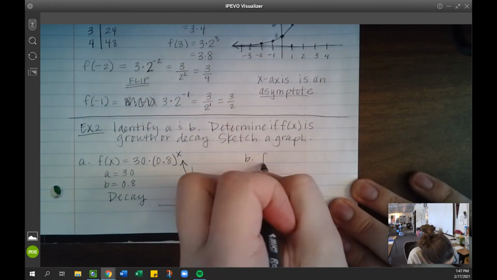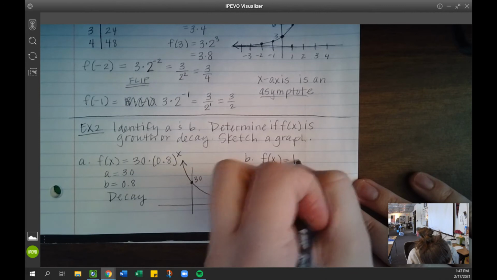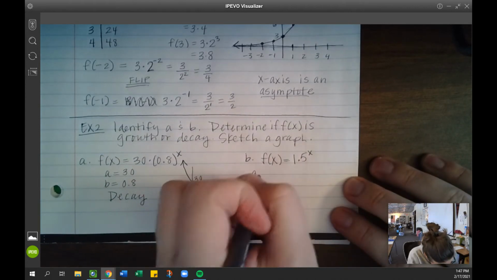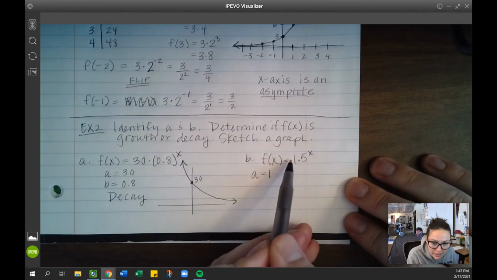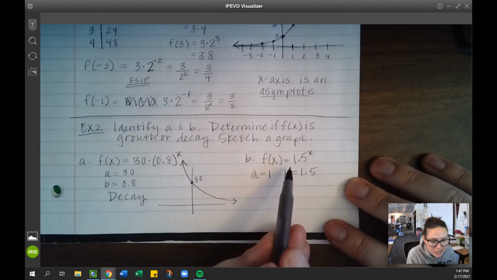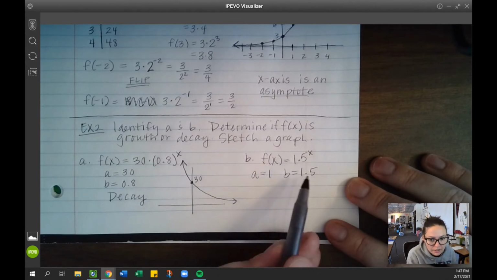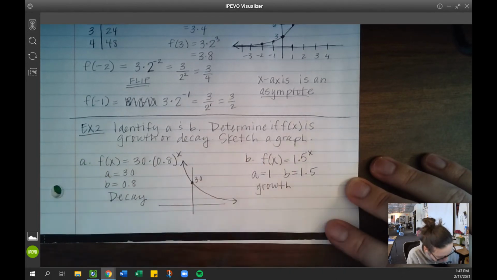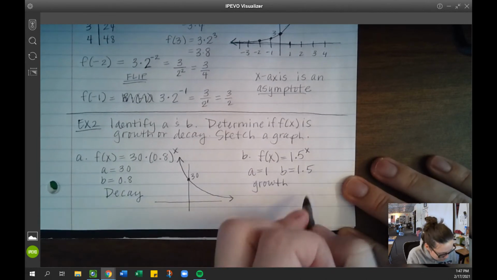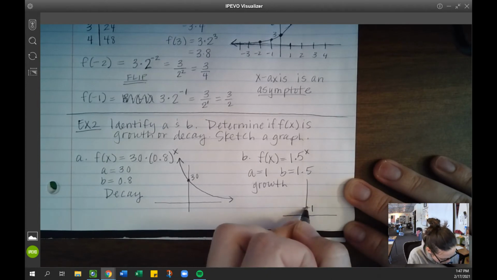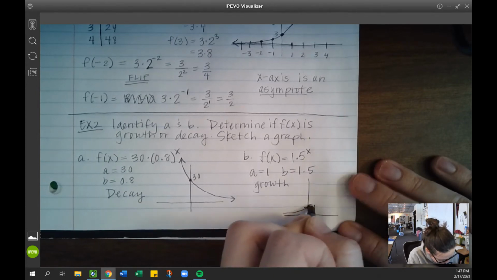B, f of x equals 1.5 to the x. All right, in this case, A is actually 1 because we have 1 in front of this, and B is the 1.5. So when there's not a number there, that actually means that A is 1. Now, since B is 1.5, we know that this is going to be exponential growth. And for me to sketch this, I'm going to hit my y-axis at 1, and it's growing, so it's going to look like this.